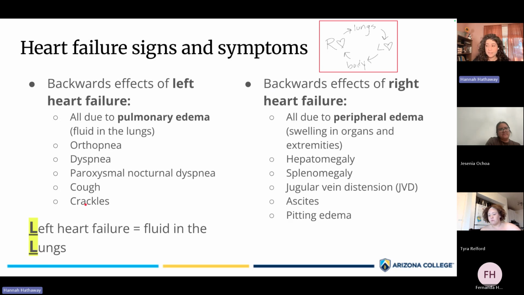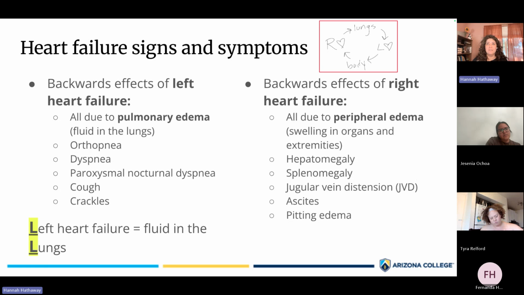So like different consequences. One of them is orthopnea. That is difficulty breathing when lying down, like lying flat on your back. Dyspnea, that's just difficulty breathing in general. Paroxysmal nocturnal dyspnea, well, this is just a special type of dyspnea, so difficulty breathing. And then nocturnal, that means night. So paroxysmal nocturnal dyspnea, that's difficulty breathing while trying to sleep. So it's essentially disrupting your sleep.